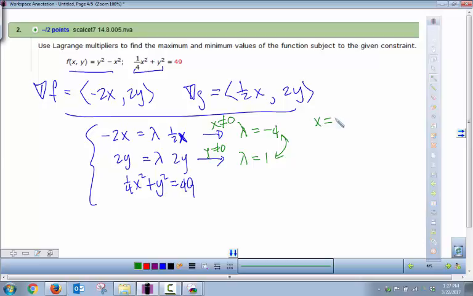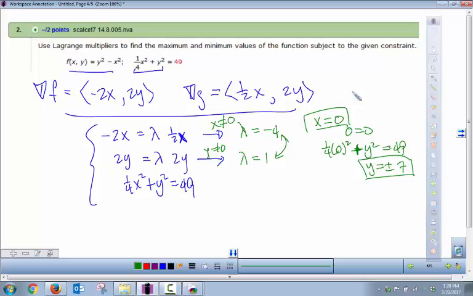Now let's assume that x is equal to 0. If x equals 0, then this is nothing. 0 equals 0. We'll use the second equation. That doesn't say anything either. Let's use the third equation. If x equals 0, then 1/4 times 0 squared plus y squared is equal to 49. So y is equal to plus or minus 7. So we have possible values for x and y by letting one of them equal 0.